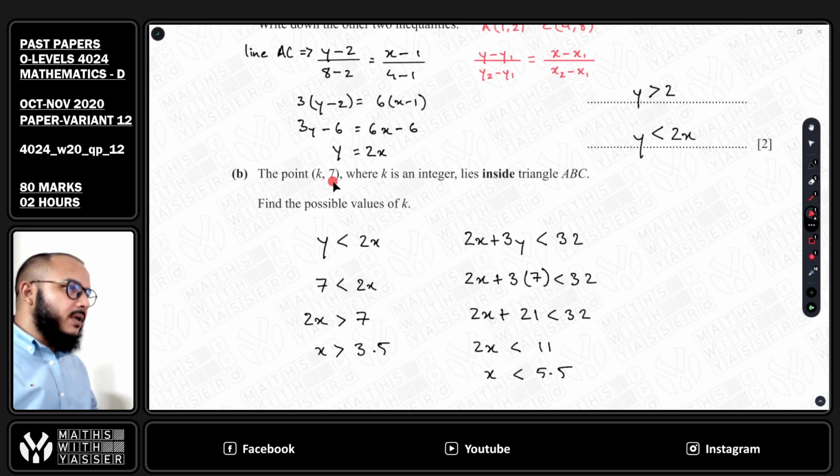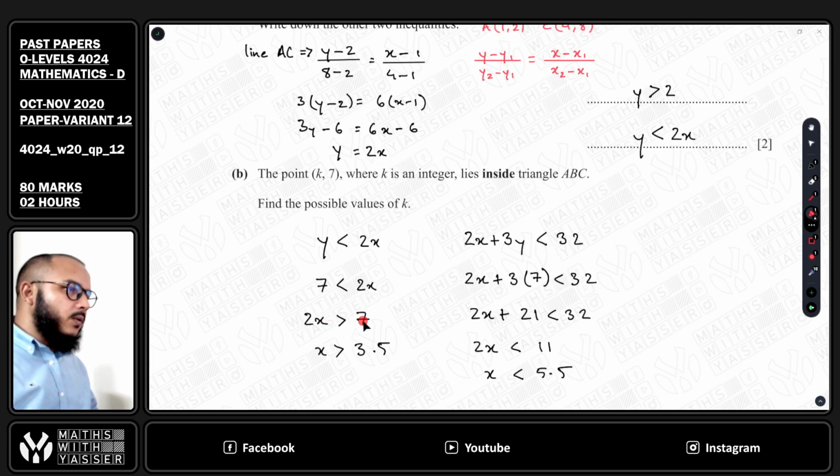The point (k, 7), where k is an integer, lies inside the triangle ABC. Find the possible values of k. So for this, let's look into the equations first that we have already found. One of the equations was y is less than 2x, and 2x plus 3y is less than 32. If I consider the y coordinate and substitute it in this equation, it will eventually become 7 less than 2x. And for this, if I substitute again the value of y in this equation, it will become 2x plus 3 times 7 less than 32.